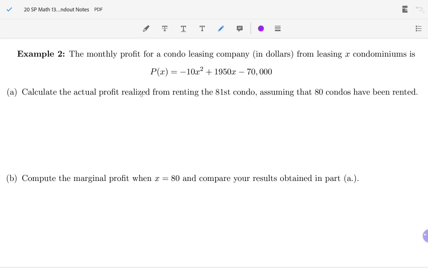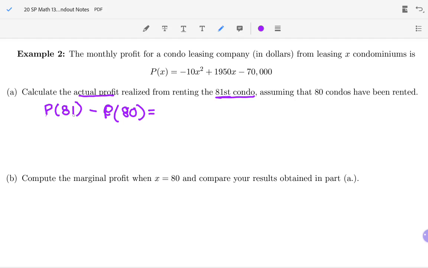So first we're going to calculate the actual profit. We're going to plug into the long actual profit formula for the 81st condo. So this formula is assuming that 80 condos have been rented. So we would plug in P of the number we want. We did this with cost. We said C of N minus C of N minus 1, but this time it's P because we're doing profit. So we do P of 81 minus P of 80. So you plug in the unit that you want minus the unit before. So this we're plugging into the original function. This is the longer one, actual of anything. You plug in the number you want and subtract the number you want from before it.